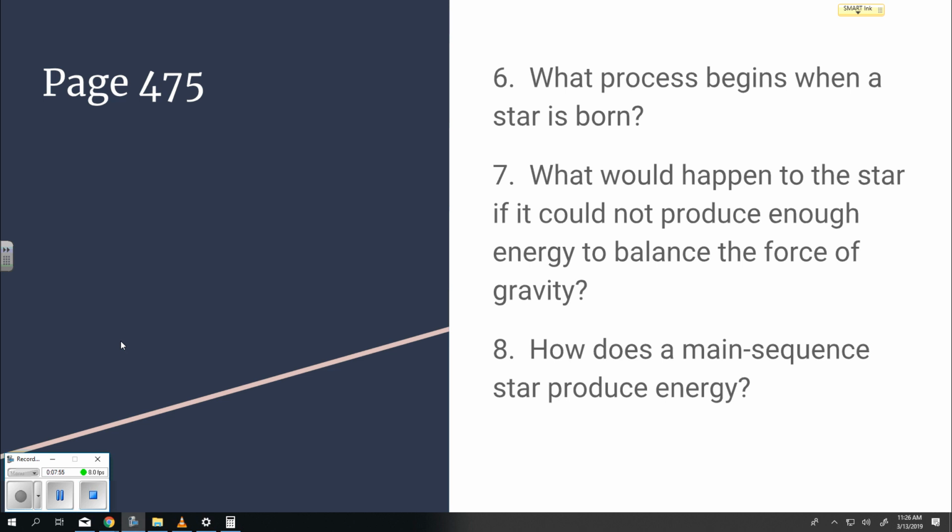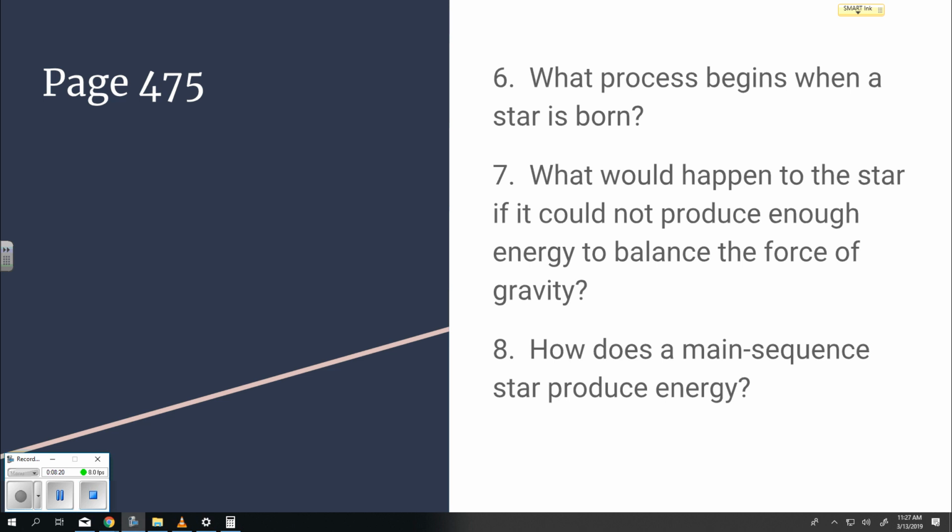Page 475. What process begins when a star is born? What would happen to the star if it could not produce enough energy to balance the force of gravity? How does a main sequence star produce energy? The birth of a star.